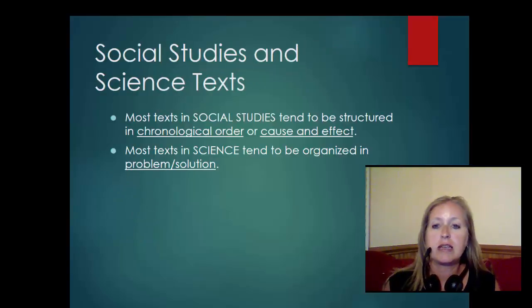When you're reading in social studies and science, most of your social studies texts tend to be structured in chronological order, like your history books telling how things happen from one point to the next, or cause and effect telling why things happen. And science texts tend to be organized with problems and solutions.